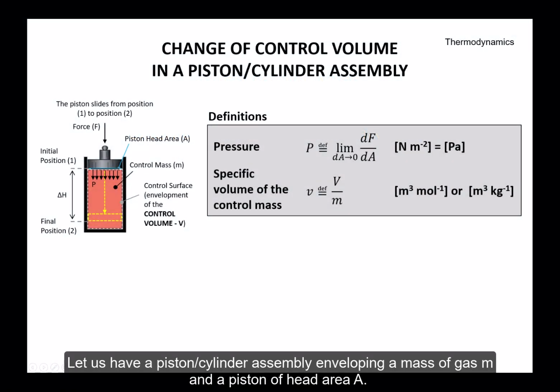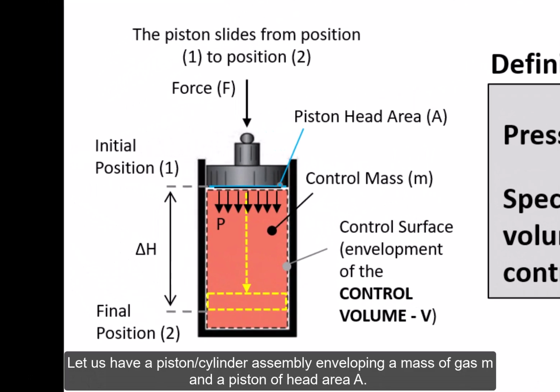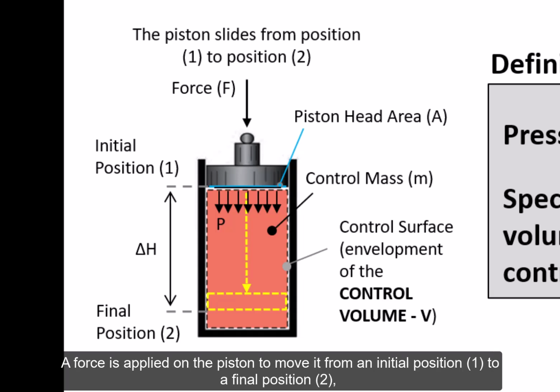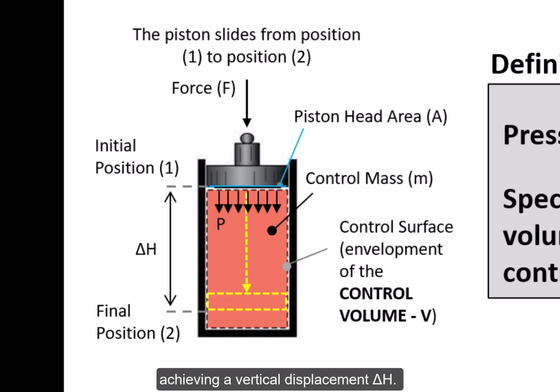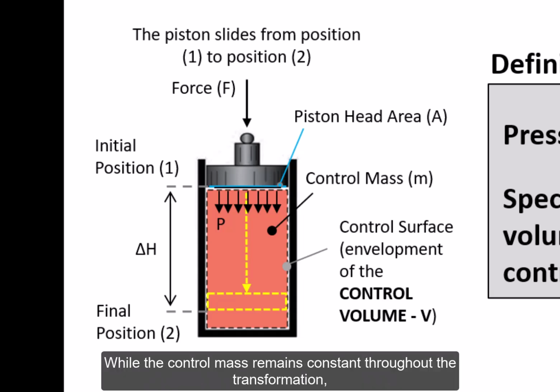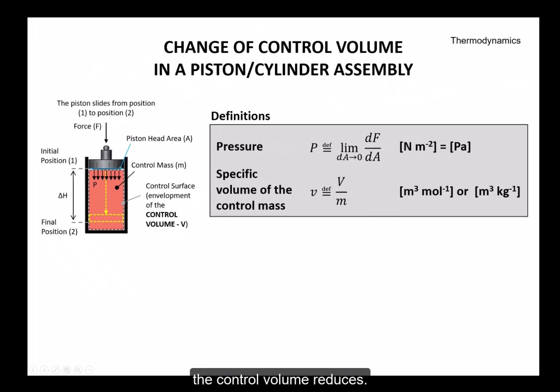Let us have a piston cylinder assembly enveloping a mass of gas M and a piston of head area A. A force is applied on the piston to move it from an initial position 1 to a final position 2, achieving a vertical displacement delta H. While the control mass remains constant throughout the transformation, the control volume reduces.